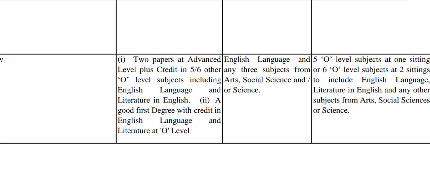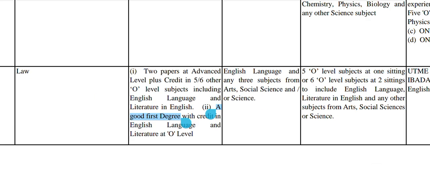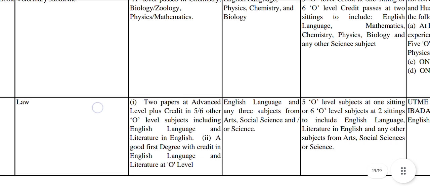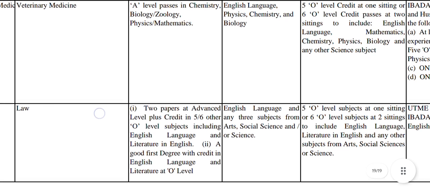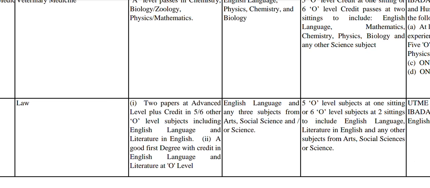And secondly, the second category of people that can apply for law as a direct entry candidate are those who have a good first degree with credit in English language and literature at O-level. A good first degree. So the question they used to ask about this is, what's a good first degree? Okay, you should have a good grade in the first degree you are using to apply for law. But that first degree is not qualified. They did not tell us whether it should be a relevant degree or not.